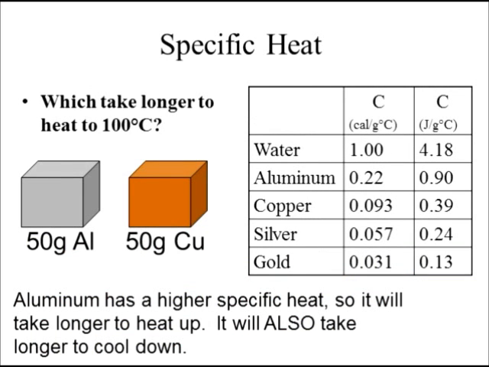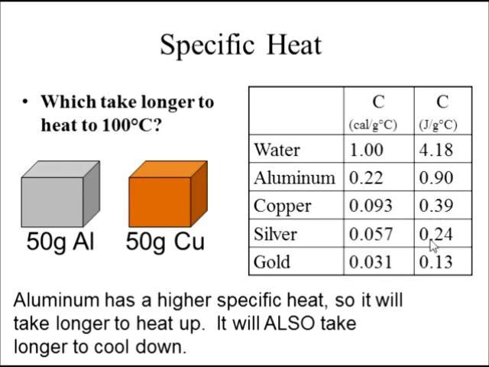All right, so here are some other examples of specific heat. Which one's going to take longer, 50 grams of aluminum or 50 grams of copper? Well, if I look over here at my chart, it gives me the different specific heats. Aluminum's specific heat is 0.22, and copper's is 0.39, or 0.93. So you can look over here.